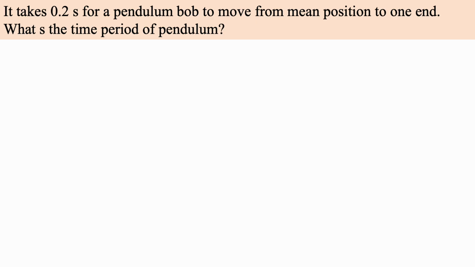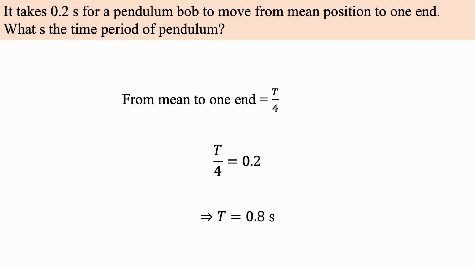It takes 0.2 seconds for a pendulum bob to move from mean position to one end. What's the time period of the pendulum? So it is taking just 0.2 seconds for this bob to move from mean position to one end. From mean to one end is T by 4, right? That is just 25% of the oscillation. That's why T by 4. So T by 4 is 0.2 and time period will be equal to 0.2 multiplied by 4, which is equal to 0.8 seconds.